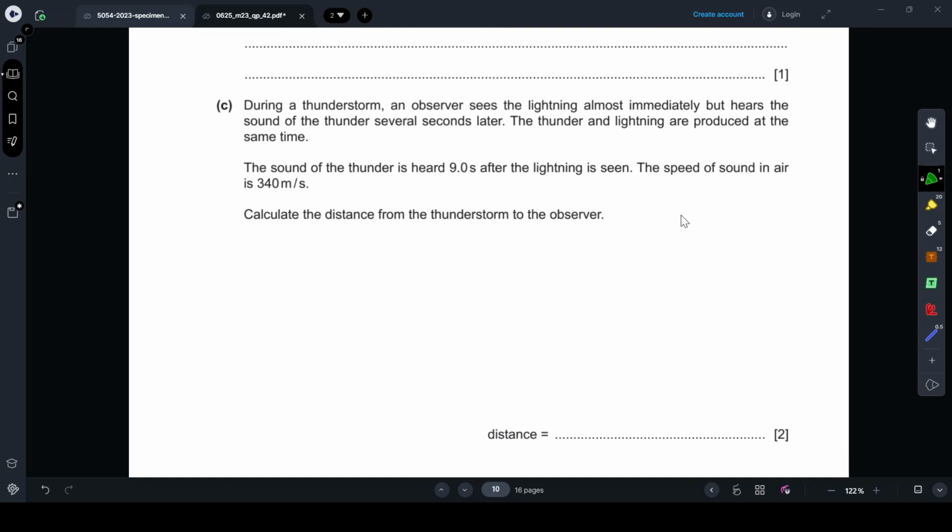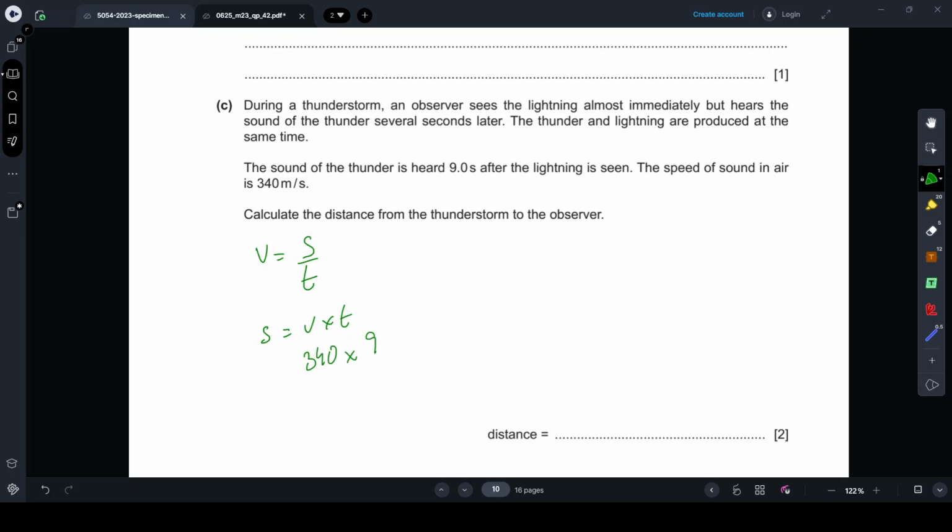During a thunderstorm, an observer sees the lightning almost immediately, but hears the sound of thunder several seconds later. The thunder and lightning are produced at the same time. The sound of the thunder is heard 9 seconds after lightning is seen. The speed of sound in air is 340 meters per second. So distance is speed multiplied by time, so distance is v into t, which is 340 into 9.